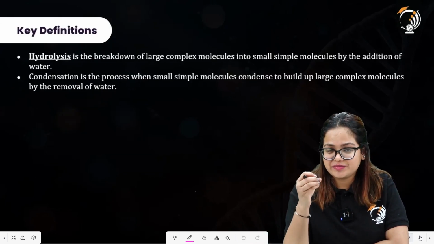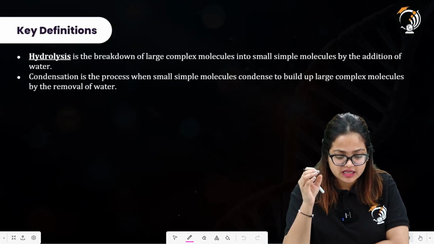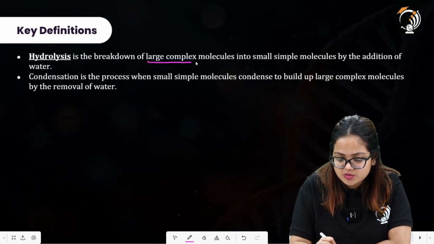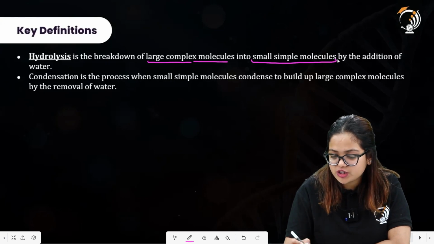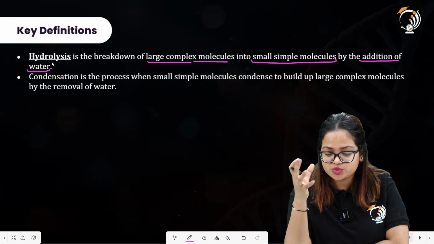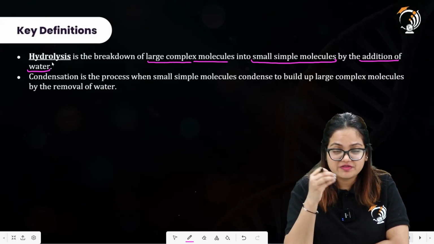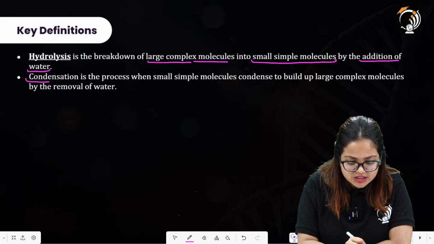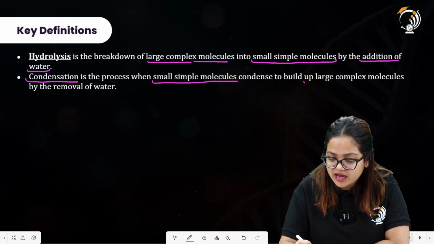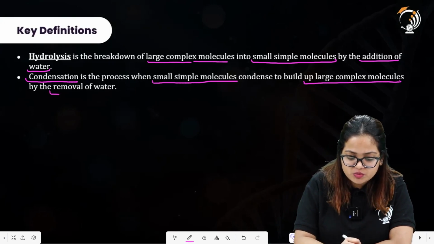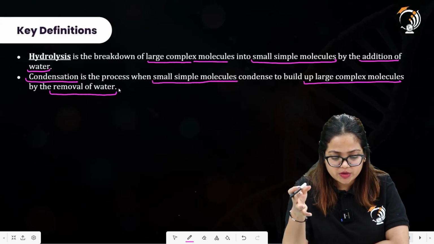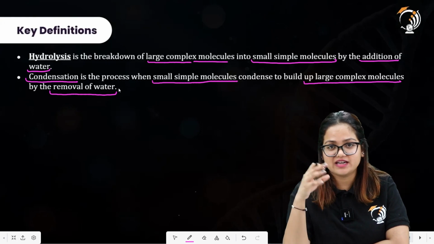Now you have to consider the statement that includes hydrolysis and the condensation process. Hydrolysis is the breakdown of large complex molecules into small simple molecules by the addition of water. This is what we mean by hydrolysis. Talking about the condensation process, it is a process in which small simple molecules condense to build up large complex molecules by the removal of water. So you have to consider whether it is addition of water or removal of water. You are certainly talking about hydrolysis and condensation processes.